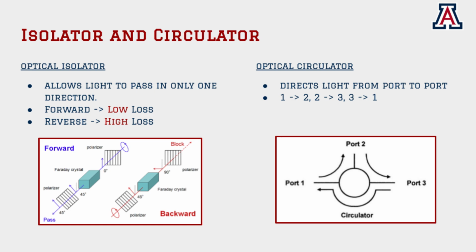A circulator works a little differently. It's a 3-port device that routes light in a cycle: from port 1 to port 2, from port 2 to port 3, and from port 3 back to port 1.